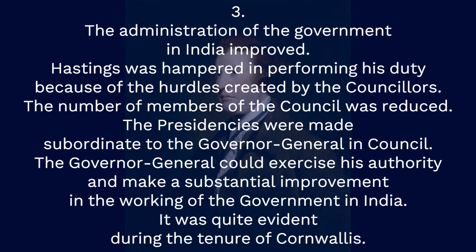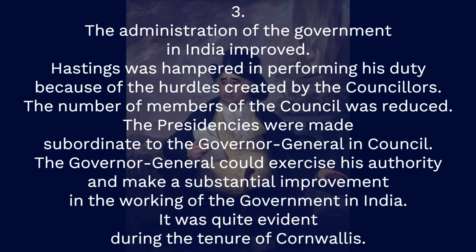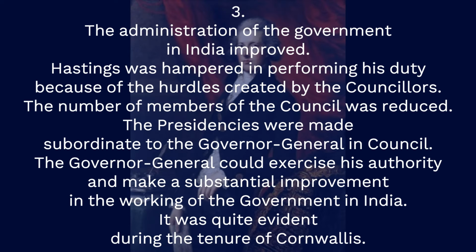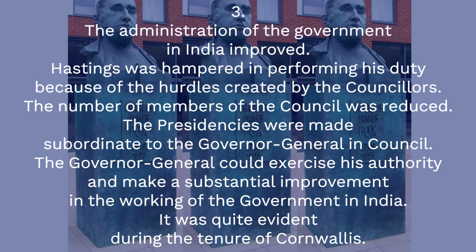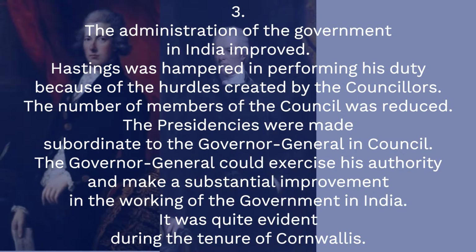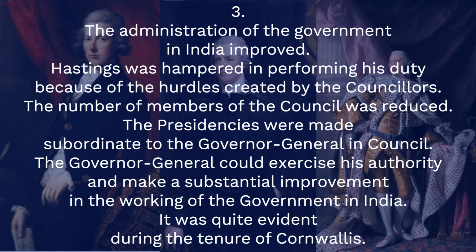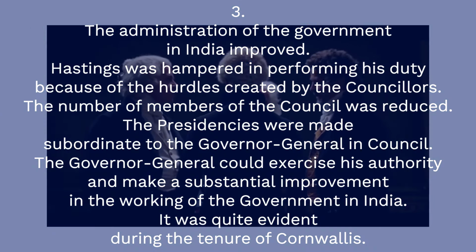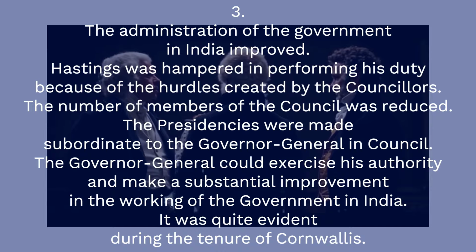3. The administration of the government in India improved. Hastings was hampered in performing his duty because of the hurdles created by the councillors. The number of members of the council was reduced. The presidencies were made subordinate to the Governor-General in Council. The Governor-General could exercise his authority and make a substantial improvement in the working of the government in India. It was quite evident during the tenure of Cornwallis.